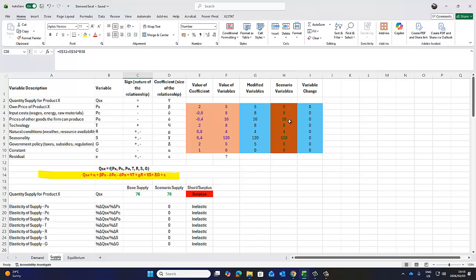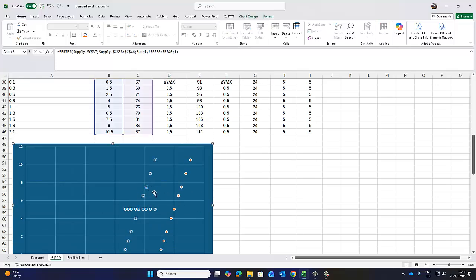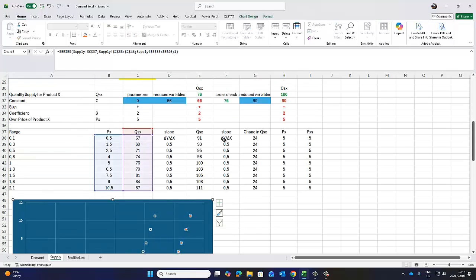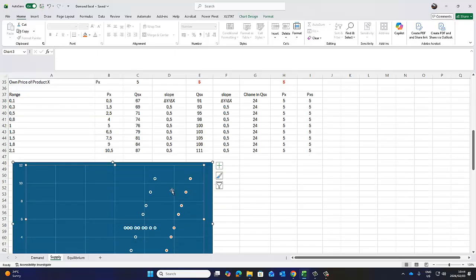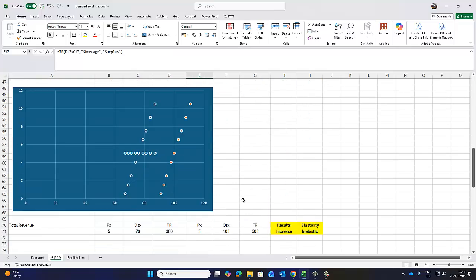Let's make it technology goes to 20. You see the supply increase from 76 to 100. You see, there we go now. There's my original supply, and there's my new supply. Yeah, that's correct. And obviously, this movement to the right means there's an increase in supply, which is now a surplus.